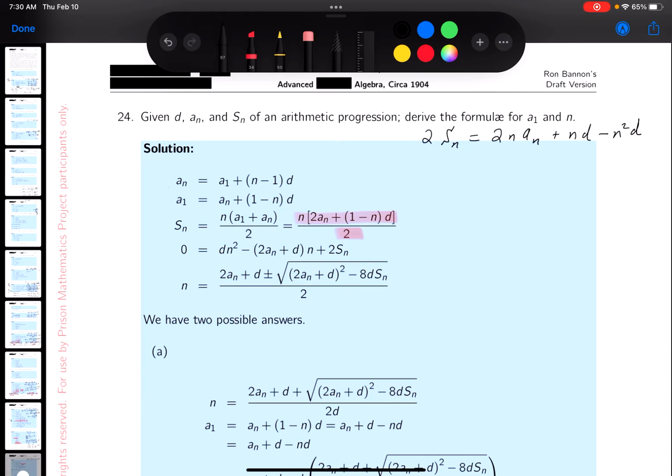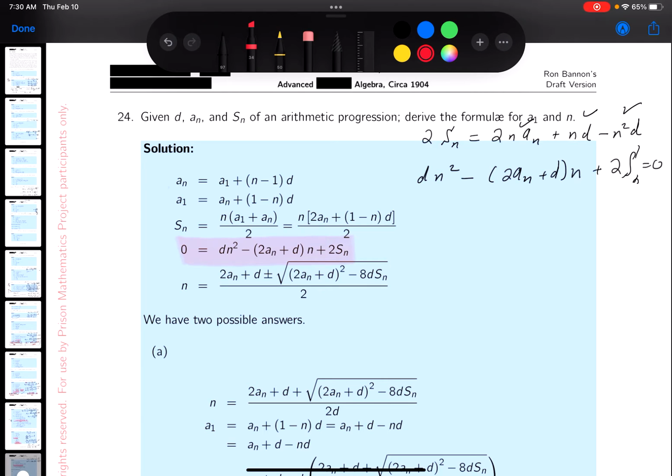So I'm going to say it's quadratic in N. I'm going to rewrite it for you. So I'm going to say D N squared, I did that, minus 2AN plus D, that's a D, N, plus 2SN equals 0. All right, I want to go over here and I'll make sure you know where I am. I'm right over here. Did I get what they said I'd get? DN squared minus the quantity 2AN plus D times N, plus 2SN.